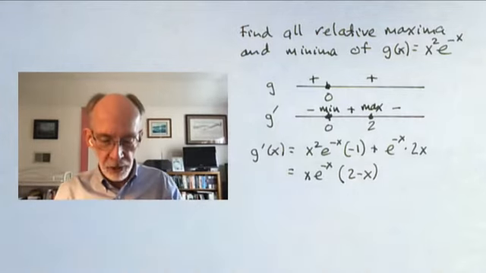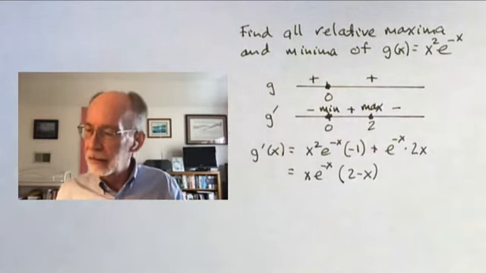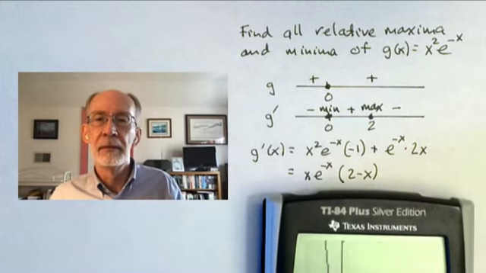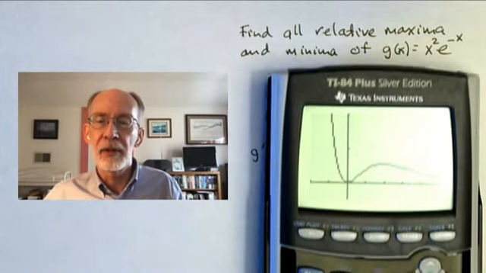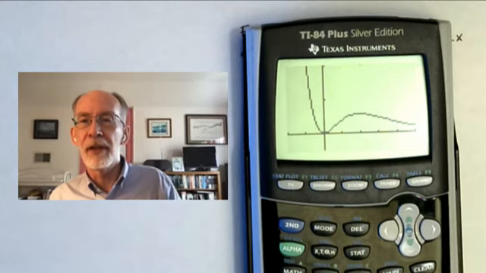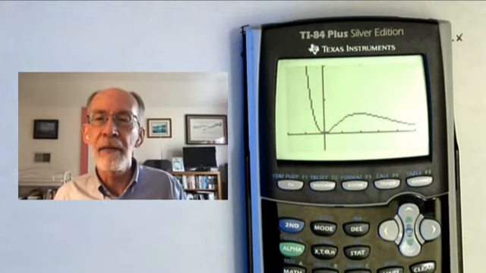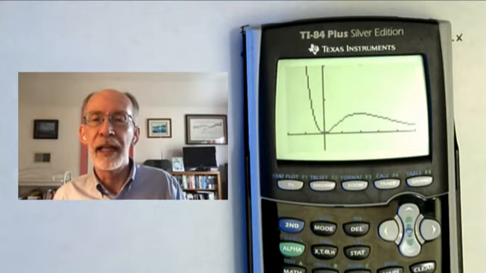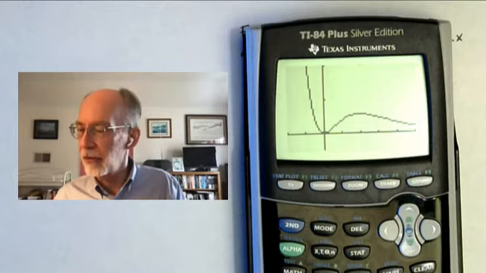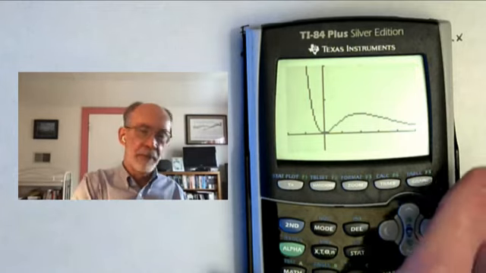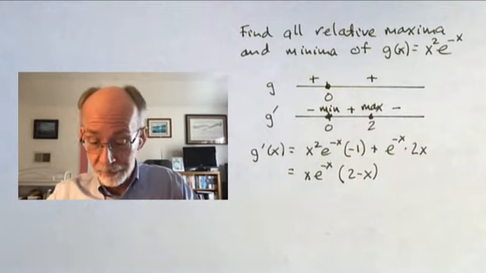And should there be any doubt, we can take a look at a graph of this function. Sorry about the glare. And we do in fact see that it has a minimum at x equals 0 and a maximum at x equals 2. That's a very traditional sort of example.